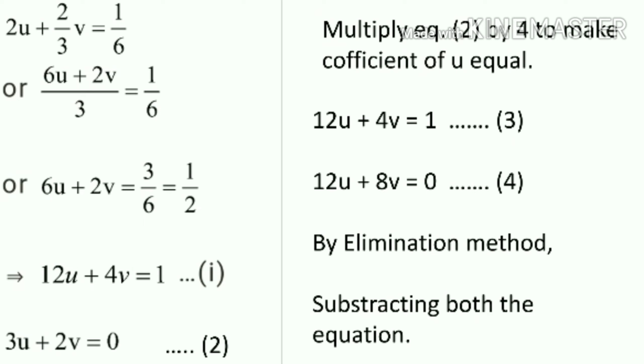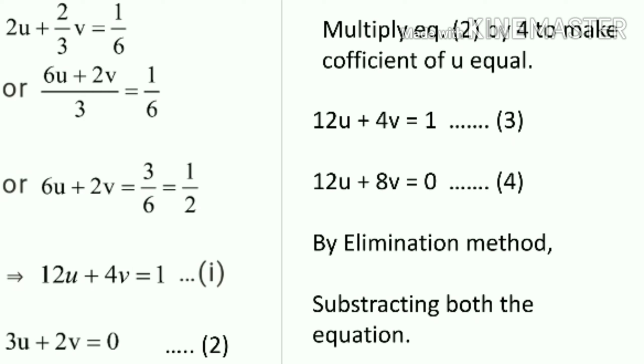Now cross multiply. So 6u plus 2v is equal to 3 upon 6, and 3 upon 6 is converted into 1 upon 2. Okay, again we need to multiply. So 6 times 2 is 12u plus 2 times 2 is 4v is equal to 1. So we got the linear equation 12u plus 4v is equal to 1. So it is in the form of ax plus by plus c is equal to 0. Got it? And same thing for the second equation, that will be 3 upon x plus 2 upon y is equal to 0. So we can write here 3u plus 2v is equal to 0. These two equations we have got.